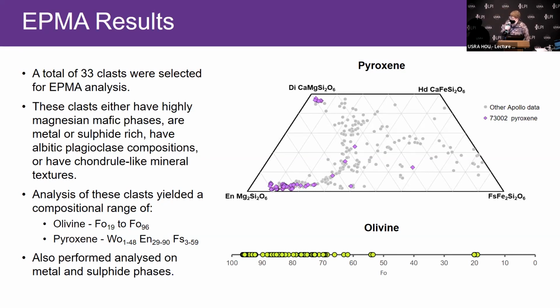The analysis here is just shown for pyroxene and olivine, but we also performed the analysis on metal and sulfide phases. We have a pyroxene plot with 73002 in the purple color, and some other Apollo data for reference. And then we've got the olivine data. You can see we had quite a spread, from forsterite 19 up to forsterite 96 in the olivine.